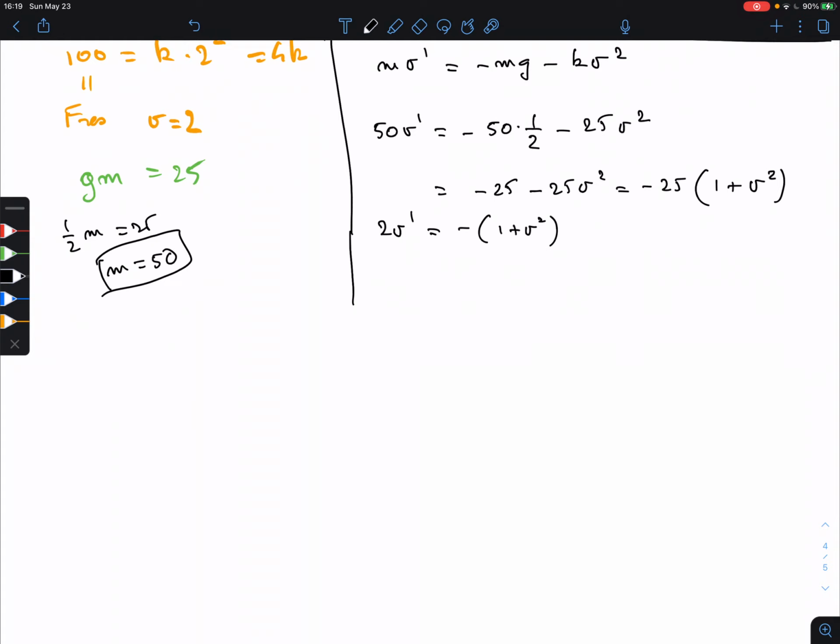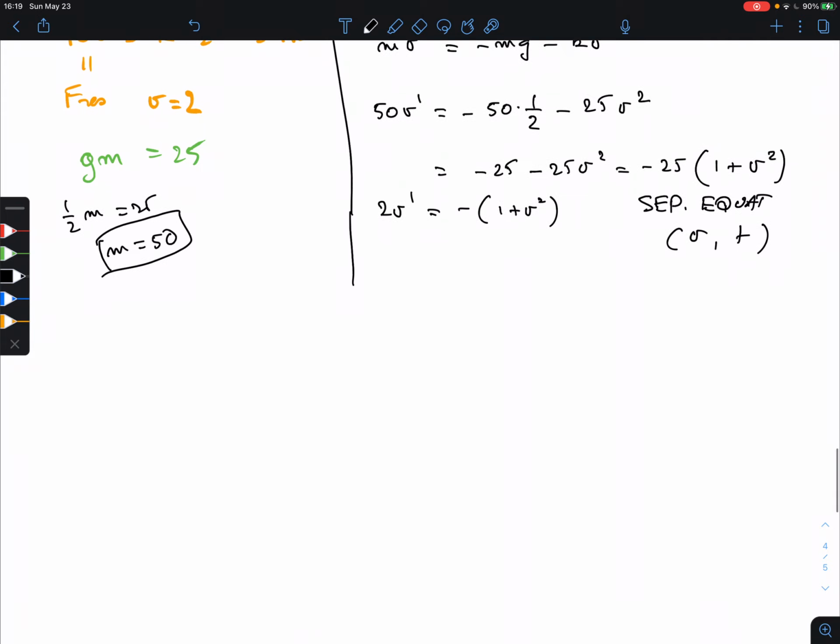It's not a linear first order differential equation because v comes with the power 2. However, it is a separable equation. Remember, what are the variables here? The variables are v and t. And we can put all the v's on one side, but there are no t, so there's nothing going to be there on the other side.